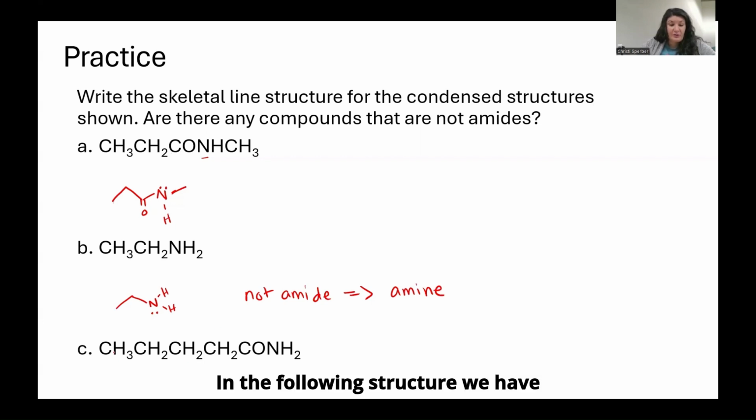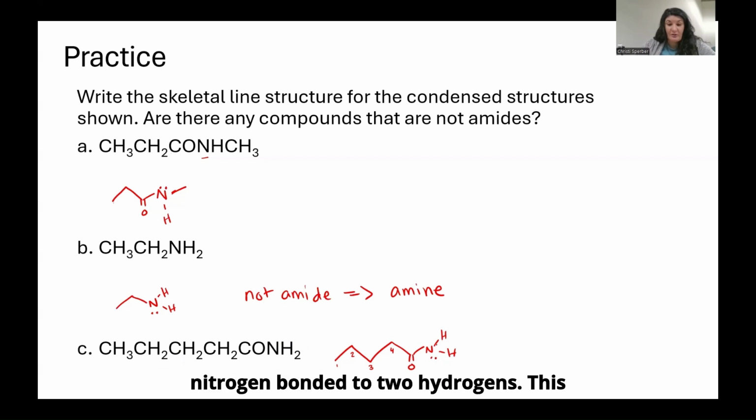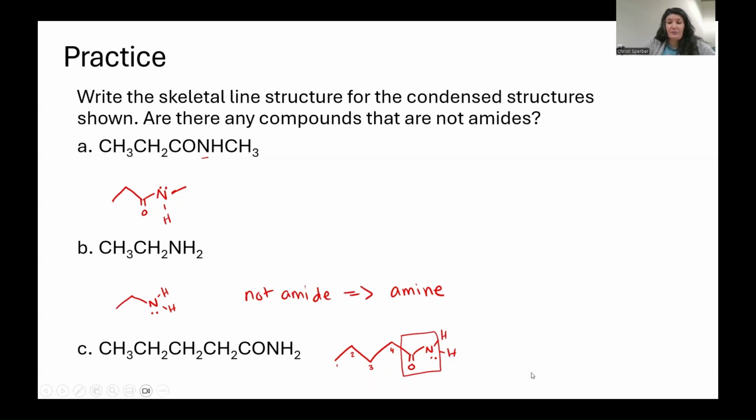In the following structure, we have 1, 2, 3, 4 carbons. Then we have a carbonyl carbon bonded to a nitrogen, bonded to two hydrogens. This is an amide because it has this carbonyl carbon bonded to a nitrogen and an R group, and two either hydrogens or R groups bonded to the nitrogen.